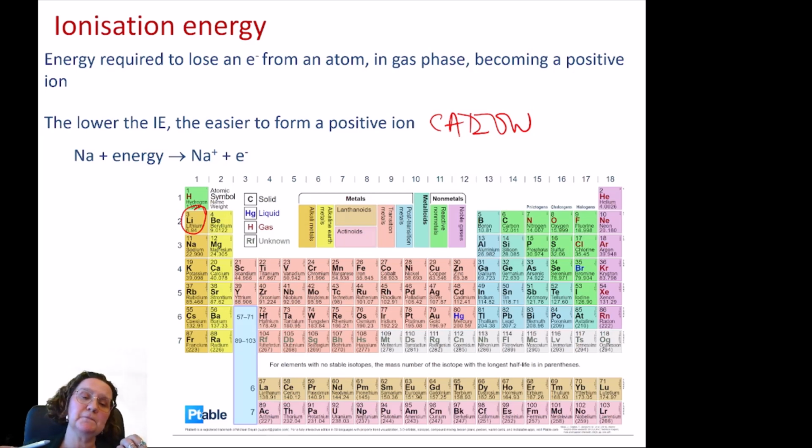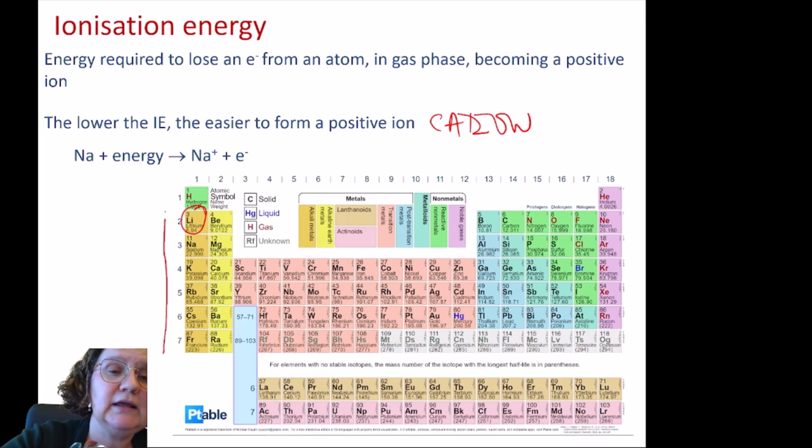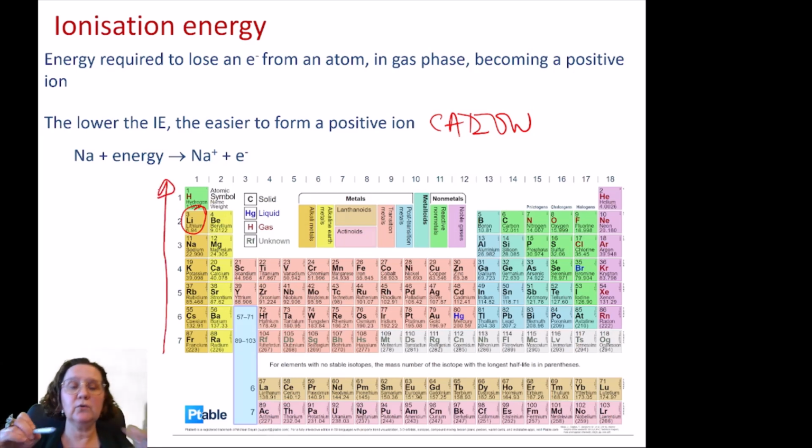So the smaller atoms are at the top of a group. So ionization energy increases as you go up a group, because the atoms become smaller and it becomes more and more difficult to take away an electron from them, because those electrons are closer to the nucleus.